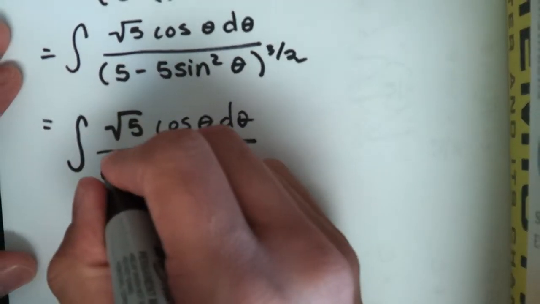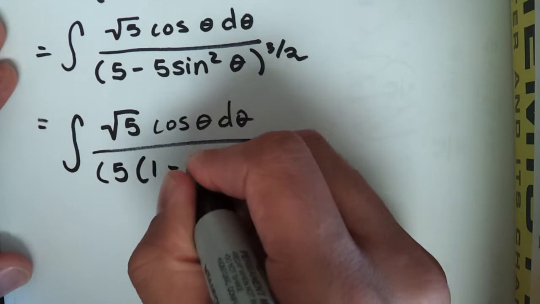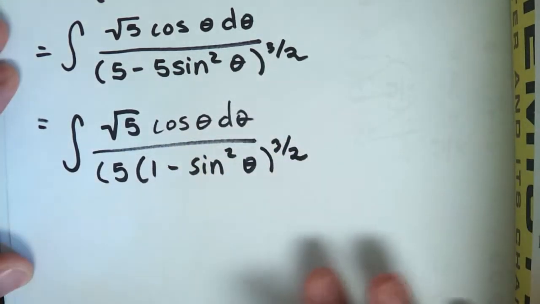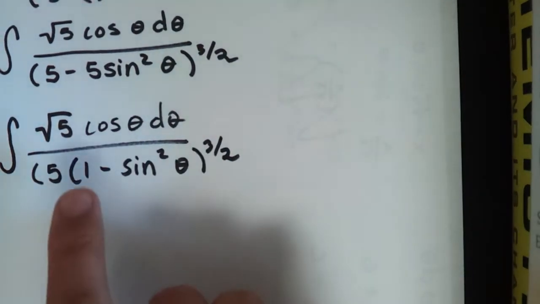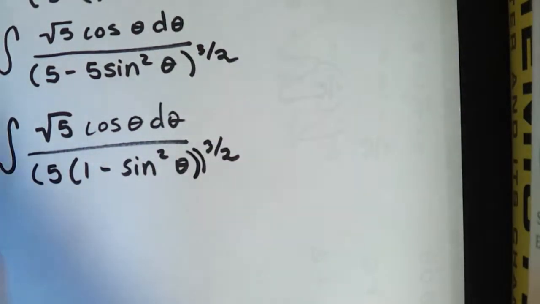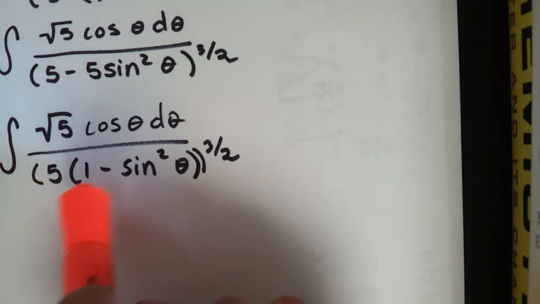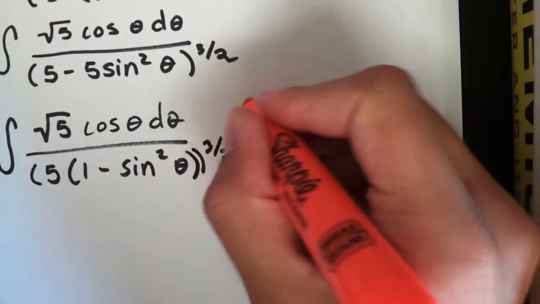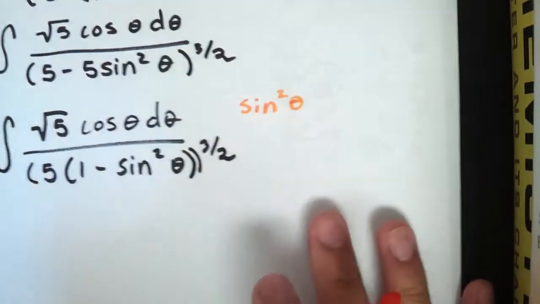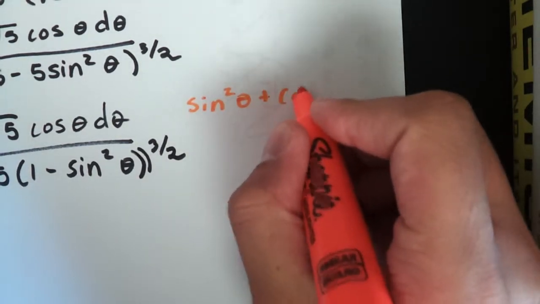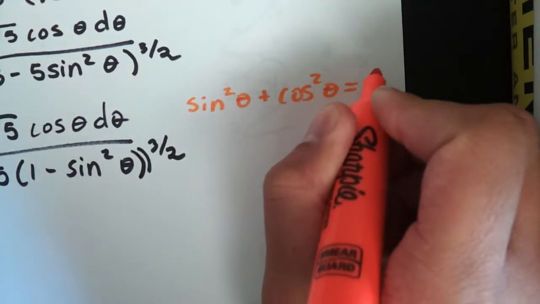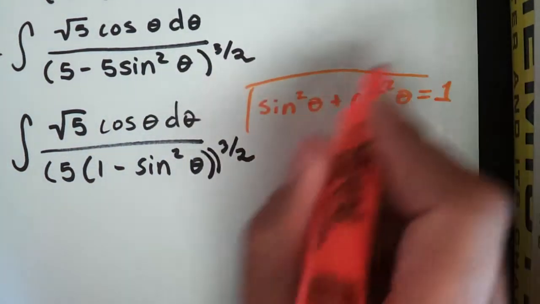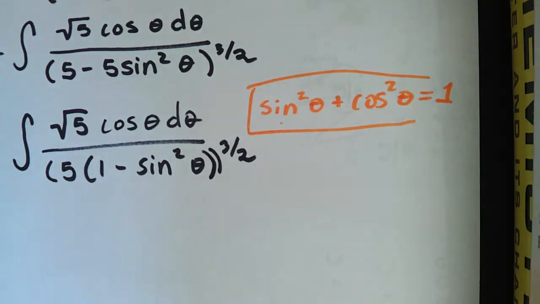So that gives me 5, 1 minus sine squared theta to the power of 3/2. One thing to note is that, oops, I forgot a bracket. Okay. One thing to note is that if we remember this identity, sine squared theta plus cos squared theta equals 1. Remember that identity? Probably one of the easier ones to remember.